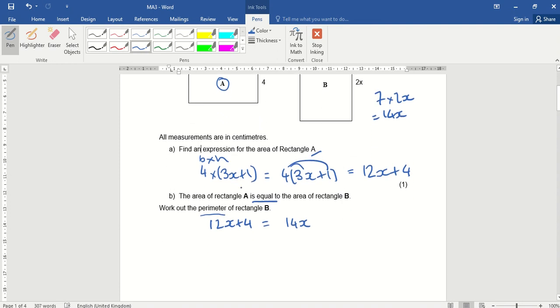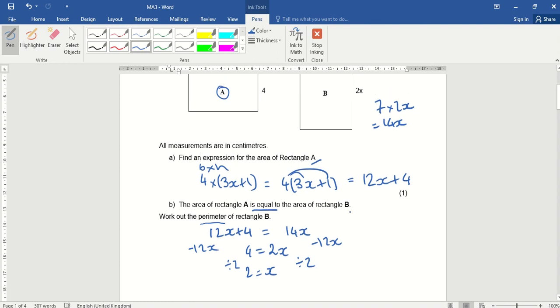So solving this equation here, first thing we want to do is get our x on the same side. Subtract 12x, we always move the smallest one. We get 4 is equal to 2x. Divide by 2, divide by 2, we get x is 2. Okay, so now we know what x is.